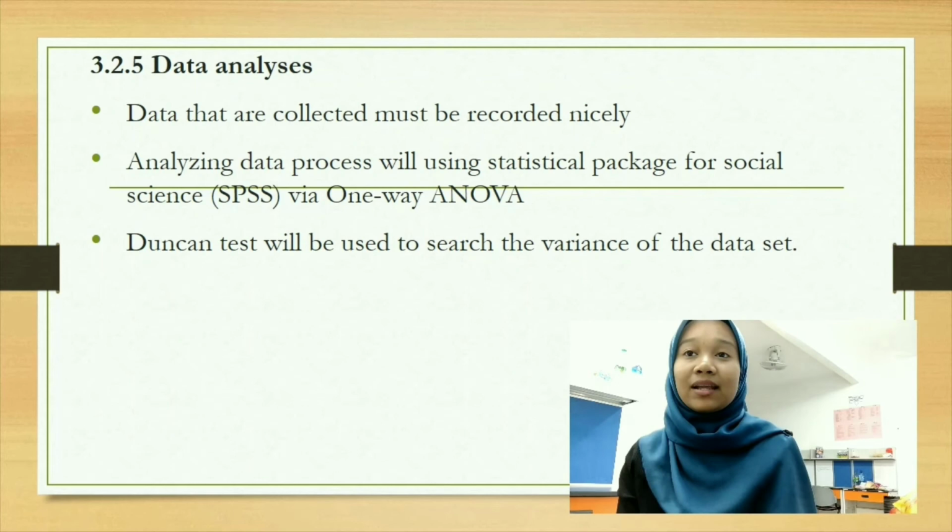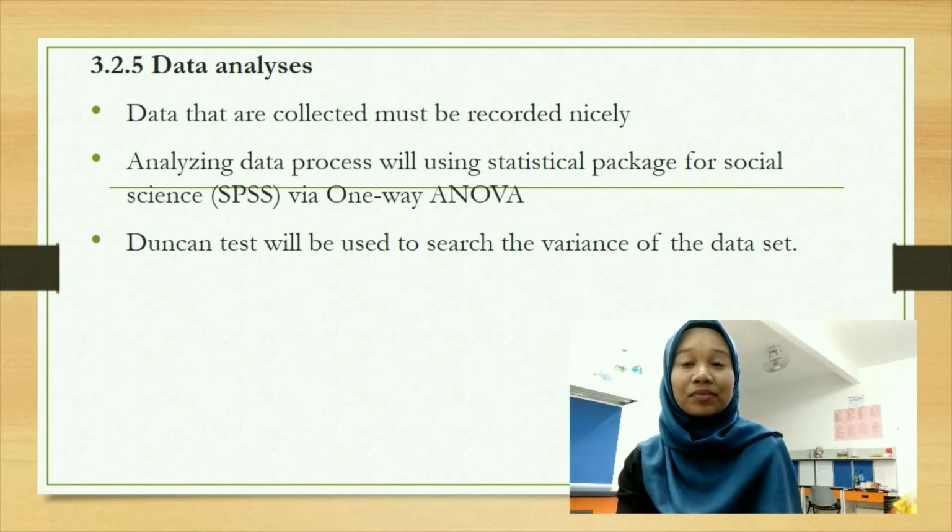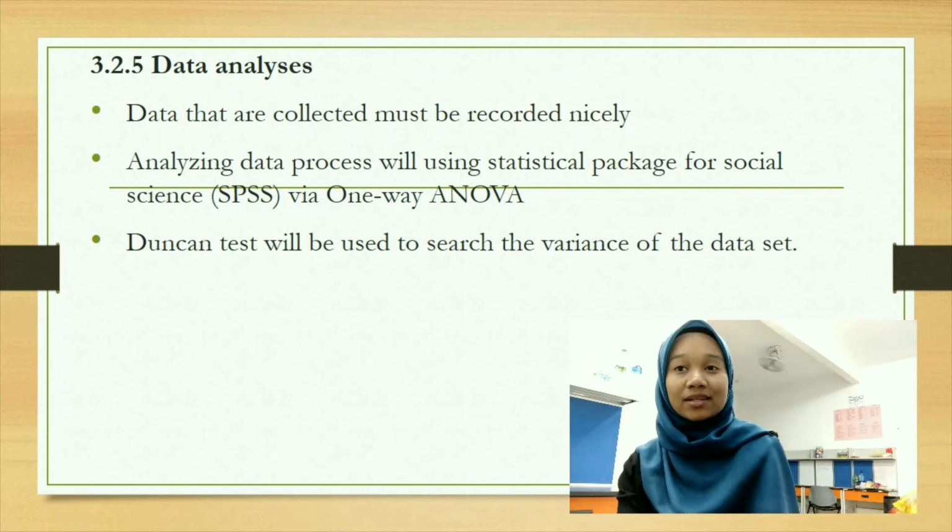Step 5 is data analysis. Data that are collected must be recorded nicely. The data analysis will use the Statistical Package for the Social Sciences, which is SPSS, via one-way ANOVA. Duncan's tests will be used to search for the variance of the dataset.